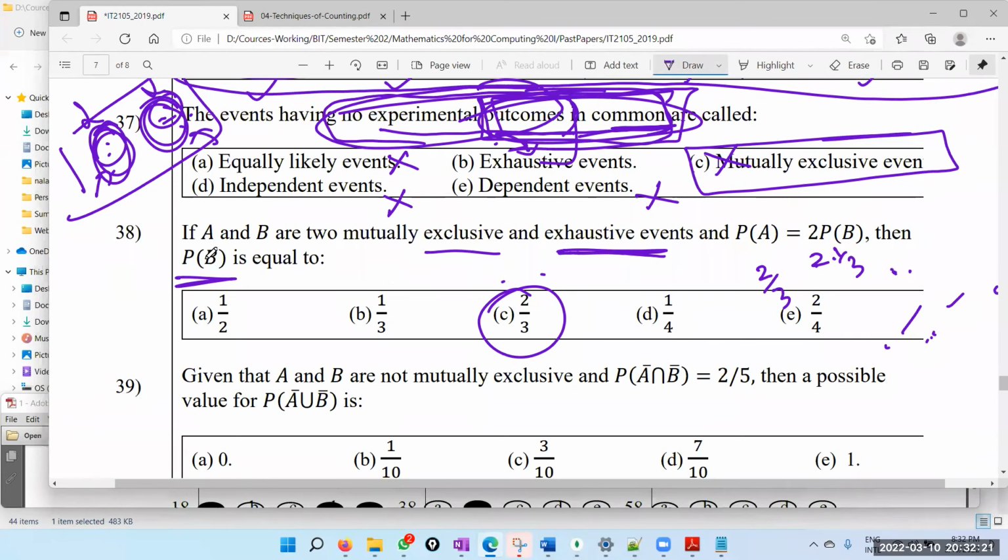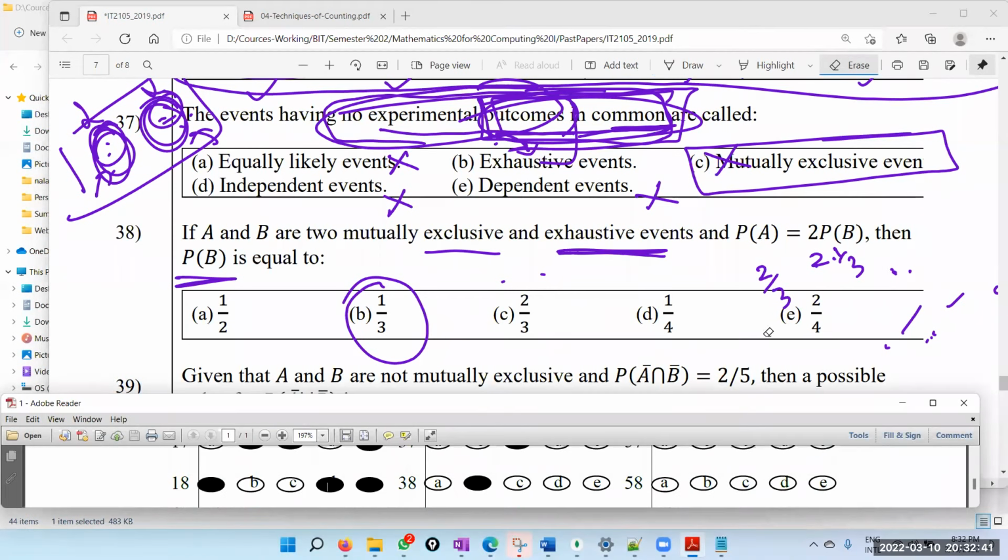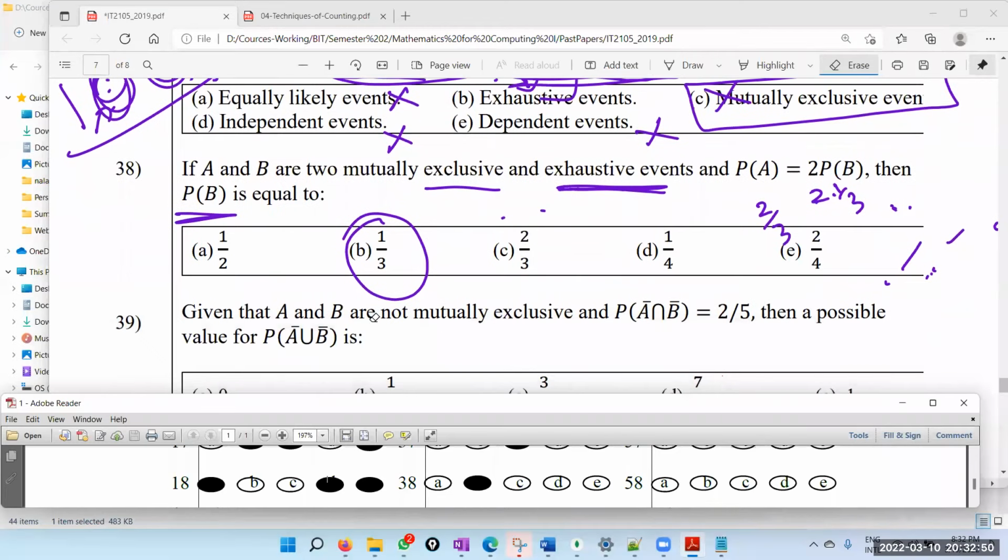So what they ask is P(B), which must be 1/3. Right? The method was all correct; I just swapped the answer. So what they ask is P(B). Therefore P(B) must be 1/3. Yes, the earlier answer was right. So the answer must be B. For 38, I did the problem correctly but wrote the answer swapped. Yes, answer is correct. Answer is B. Okay. Right.